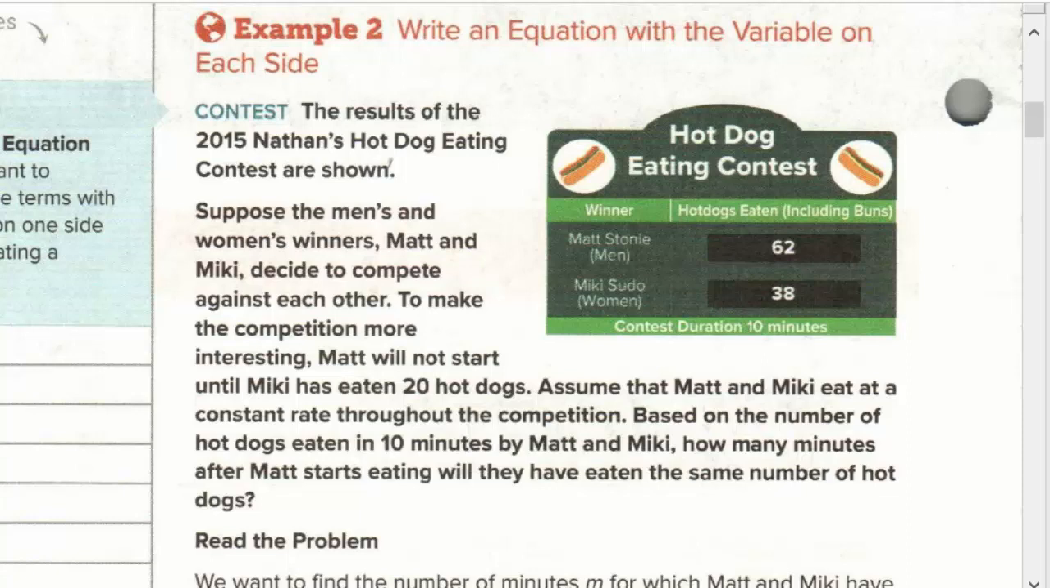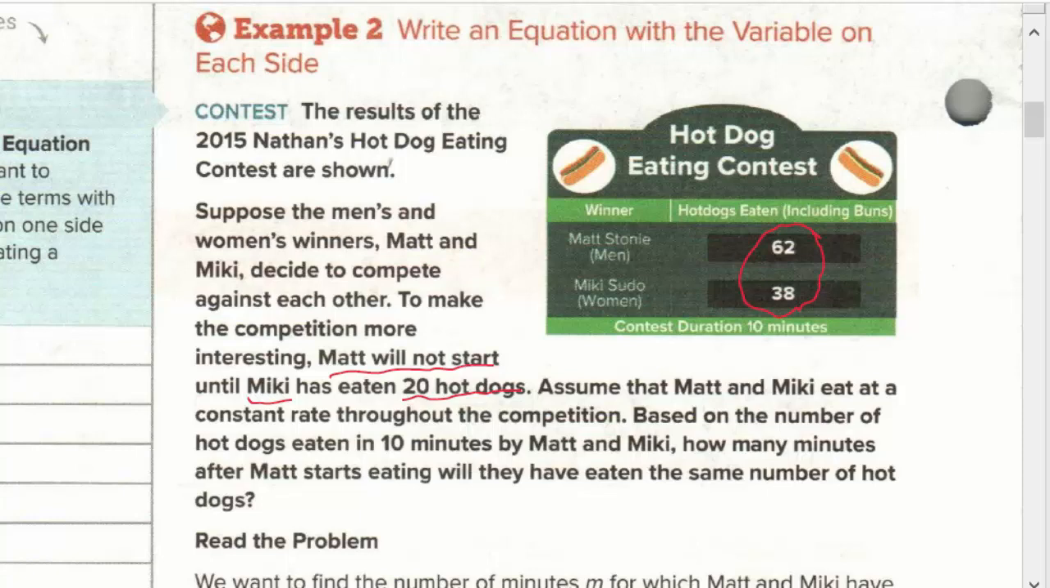And they want to make this competition a little bit more interesting, so they're going to let Matt not start. It says right here, Matt will not start until Mickey, that's the woman, has eaten 20 hot dogs. Because if you look over here in the table, you can see he eats 62 hot dogs in 10 minutes, and she's only eaten 38 in 10 minutes.